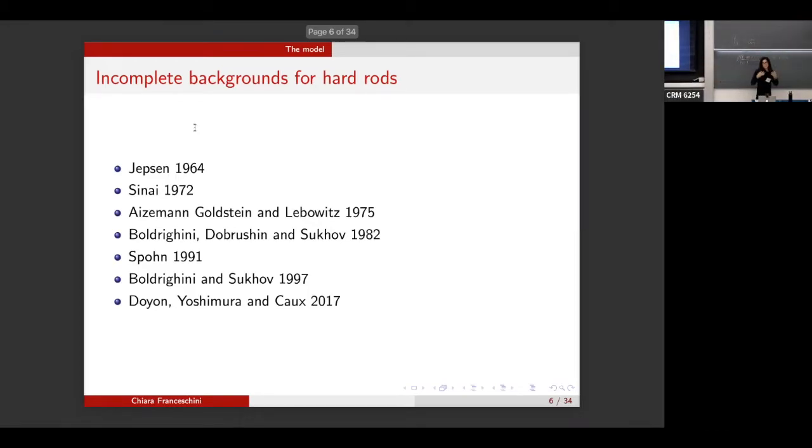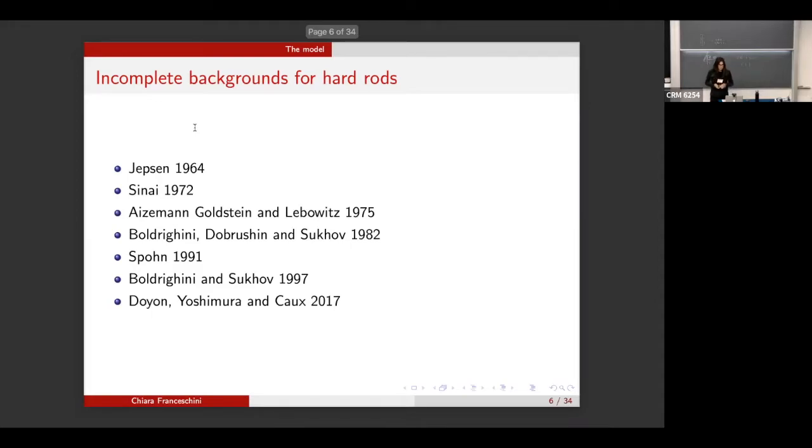So here, the idea is that we generalize the size of the rods to different lengths, while for them it was the same length. And then there is a section on rods in the book of Spohn. In '97, Boldrighini and Suhov proved the fluctuations around the hydrodynamic limit. And then recently, Doyon, Yoshimura, and coauthors showed the generalized hydrodynamics that is satisfied by the soliton gas, of which the hard rods are a sort of example, having a similar macroscopic behavior.